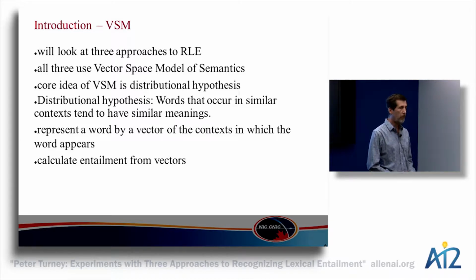So what I'm going to talk about is 3 different approaches to recognizing lexical entailment. All 3 use a vector space model of semantics. I imagine you're familiar with that. The basic idea is that words that occur in similar contexts tend to have similar meanings. So given that hypothesis, it's very natural to represent a word as a vector of the context in which it appears. And once you have that kind of vector representation of the word, then use some kind of algorithm to figure out when one vector entails another vector.